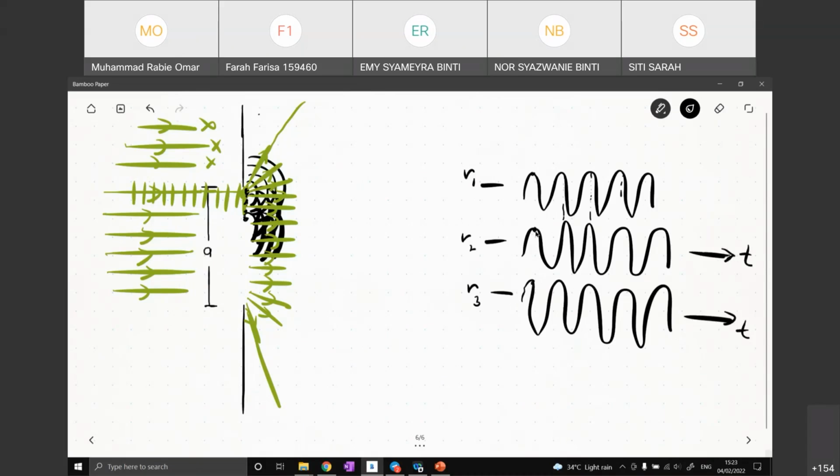They must be the same at the same timing. The maximum will be, let's say this is 1 second, so the maximum will also be at 1 second. And then along the position axis, the maximum must be the same as well. So they are coherent. That's the meaning of coherent. The maximum must meet with the maximum.